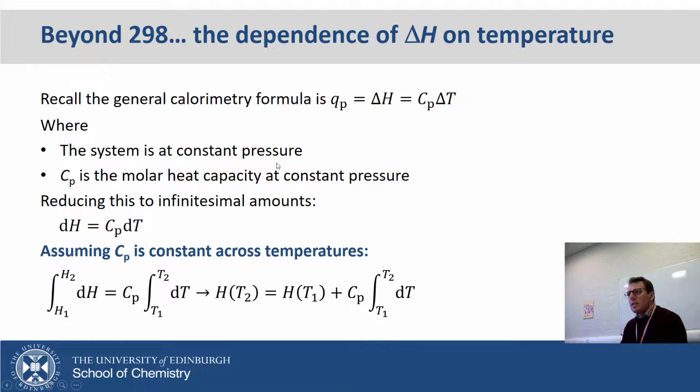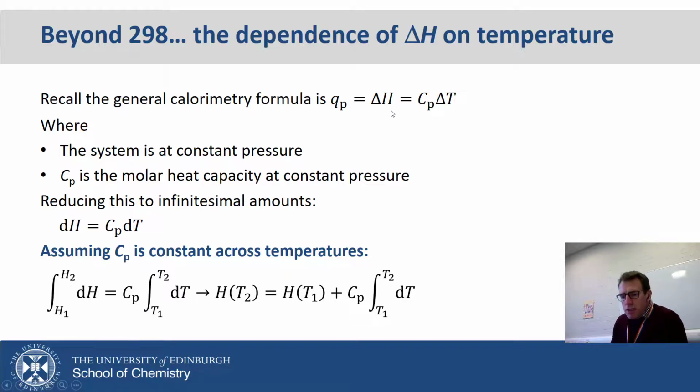The way we do this is to go back to our calorimetry formula. The calorimetry formula says Q is equal to delta H at constant pressure, which is equal to the heat capacity at constant pressure, Cp, times delta T. This P is there just because we have to keep it at constant pressure to relate Q and delta H. This is the molar heat capacity rather than the specific heat capacity.